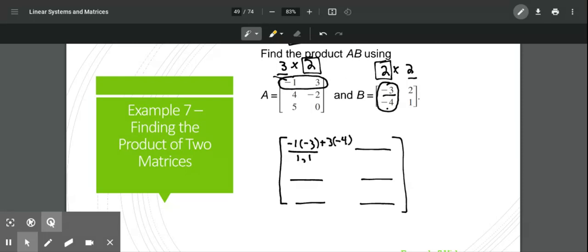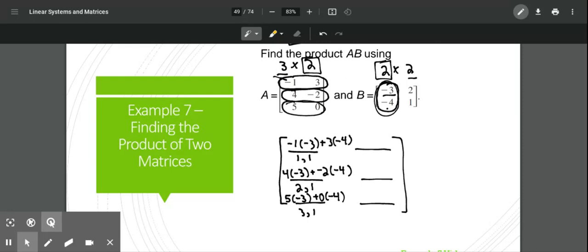And so then we say, well, the next one, we're in row 2, column 1. Right, so we have to combine row 2 with our column 1. So we'll have 4 times -3 plus -2 times -4. And then this other entry is row 3, column 1. So we're going to take row 3 with column 1. So we'll have 5 times negative 3 plus 0 times negative 4. And we'll simplify all this down.